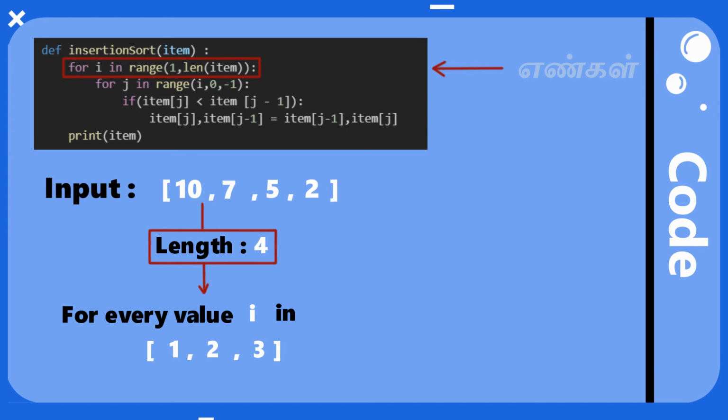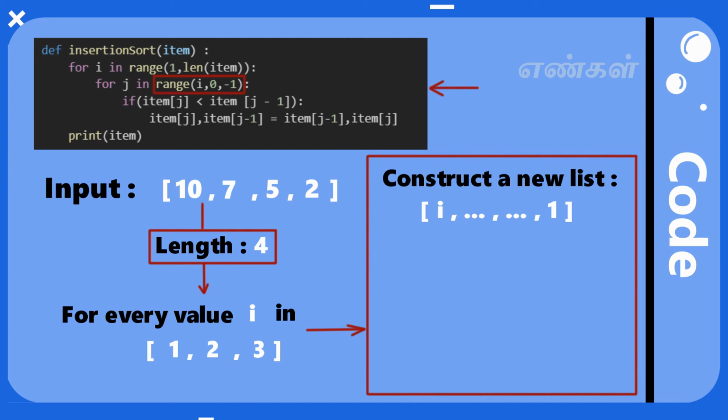For every value in this constructed list, our program creates a new list with values ranging from the number themselves till 1. We then loop through each and every item in this newly constructed list. This has created a nested loop. And for every iteration, we execute the inner code block that lies within this for loop.